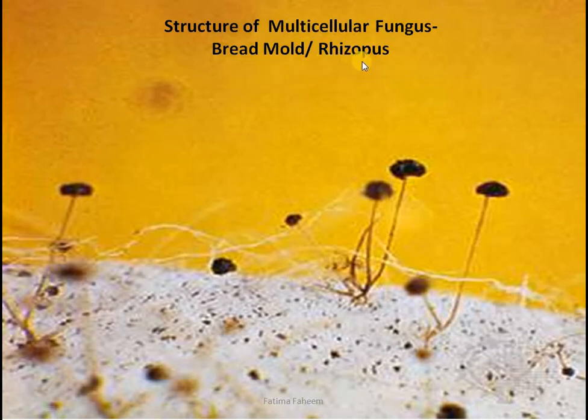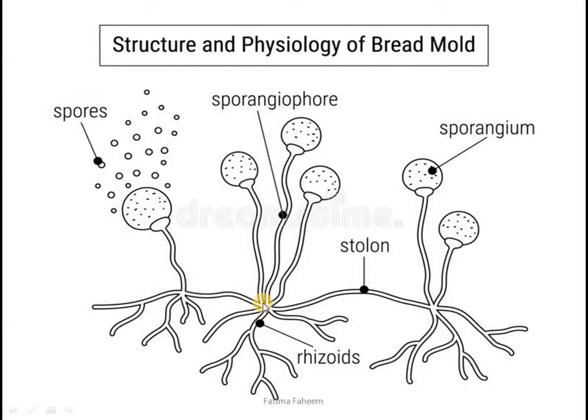The scientific name for that is Rhizopus. This is how it looks, and let's see the detailed structure of it now. If you observe a bread mold, you would find thread-like structures lying on the substratum. Substratum is that substance over which the fungus is feeding. Here I have drawn different kinds of thread-like structures. Some are lying horizontally and some are vertically standing.